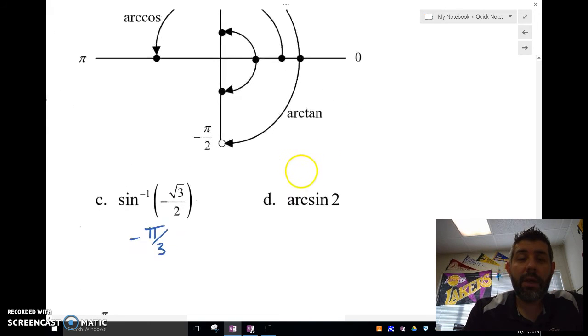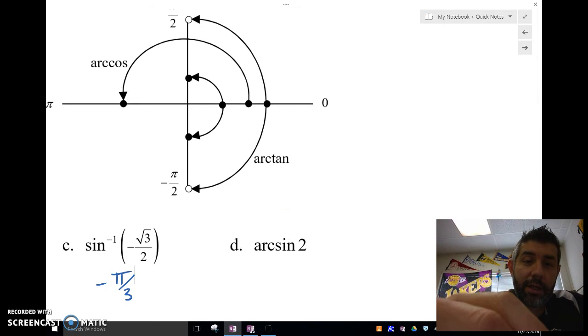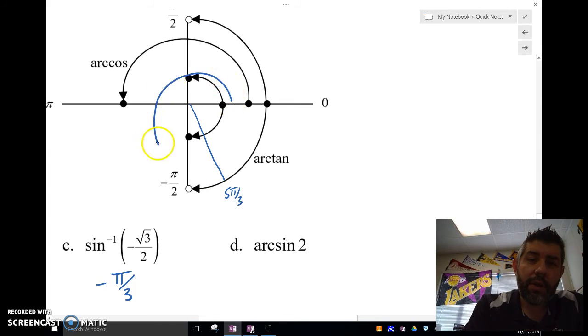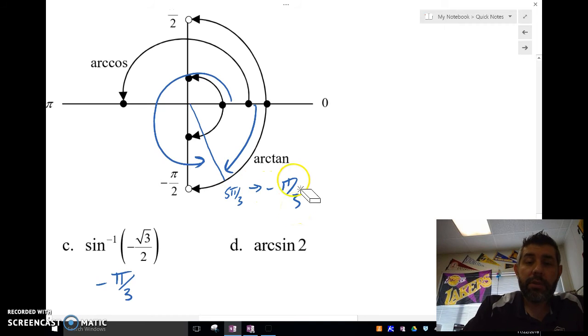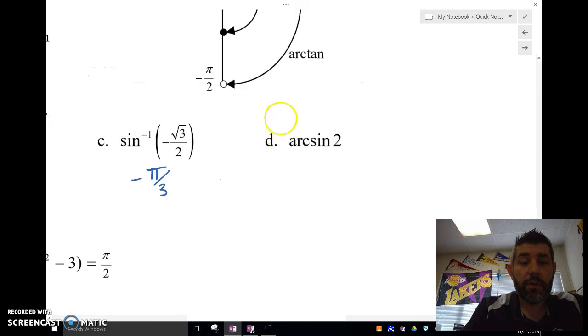Now, you might be thinking to yourself, well, Mr. Mises, I have a unit circle right here, and I'm noticing that that is right here. And last time I checked, that is 5 pi over 3. Well, 5 pi over 3 is the angle that goes all the way this way. I can't use that angle, so I have to go backwards and use the negative angle, which is negative pi over 3. So remember that when you're using arctangent and arcsine, you got to include those negative angles if it's in your fourth quadrant.